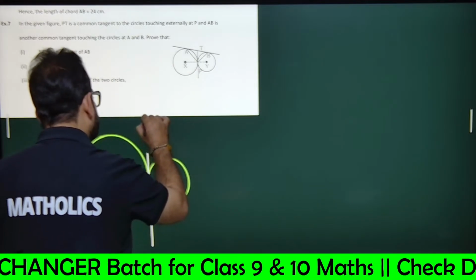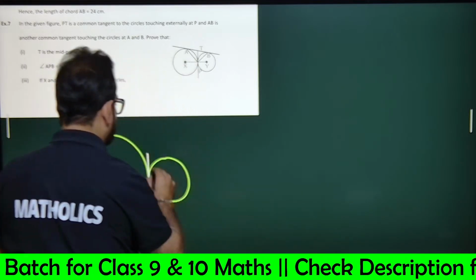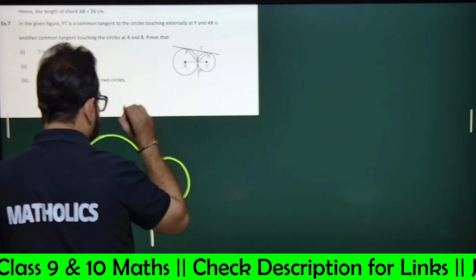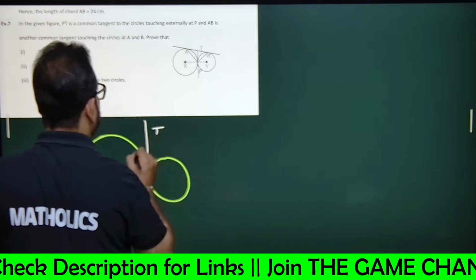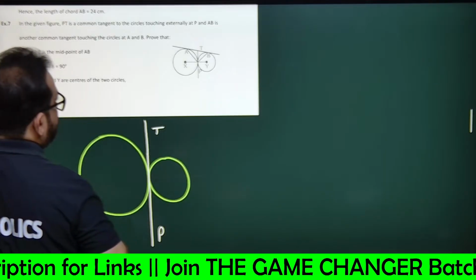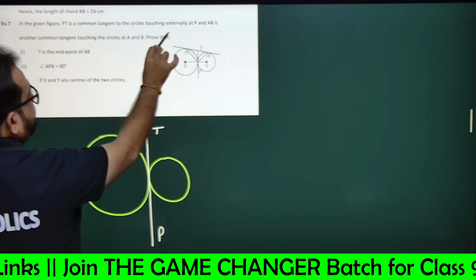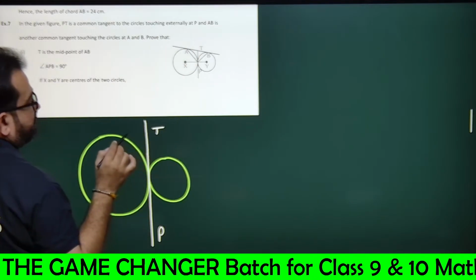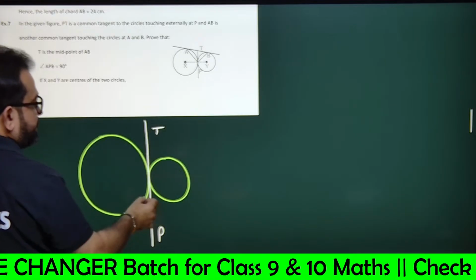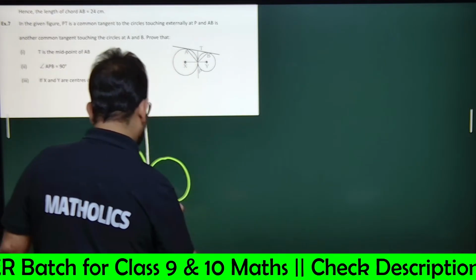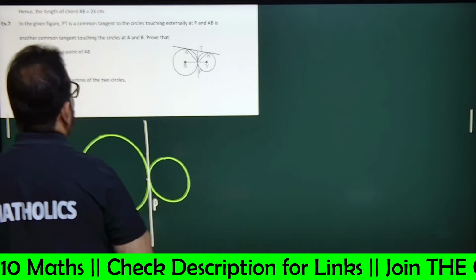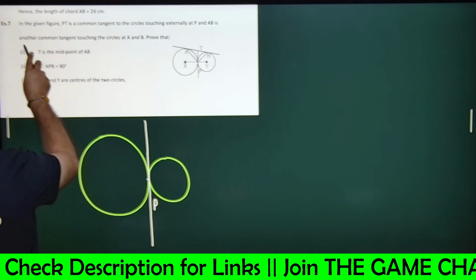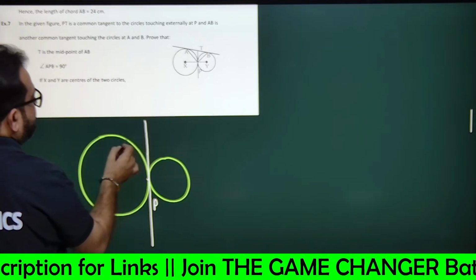What is a common tangent? Which is common to both of these circles, yes or no? PT is a common tangent. This is point P, this is point T. Okay. Now AB is what? This tangent is touching the circle externally at P. This point is P. And AB is another common tangent touching the circles at A and B respectively.